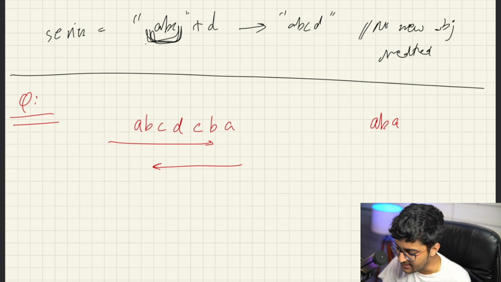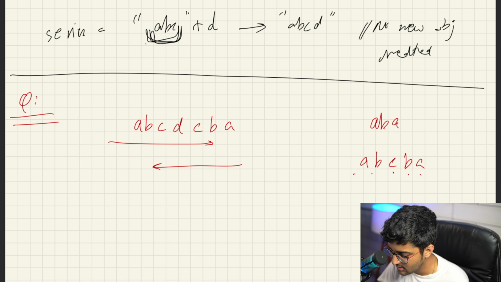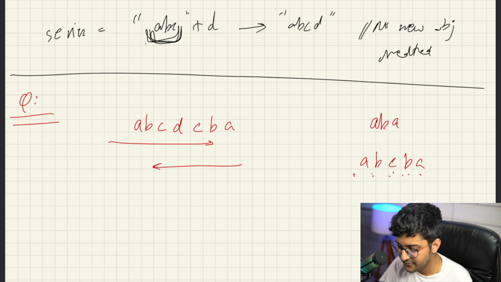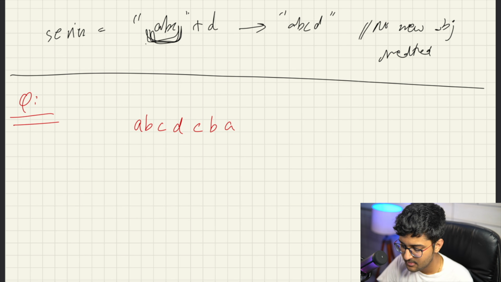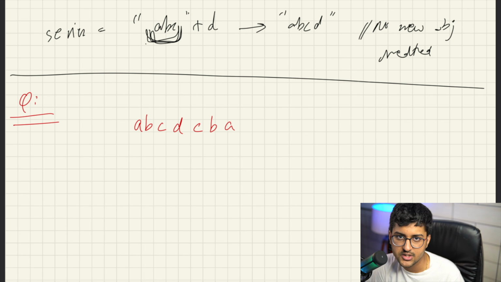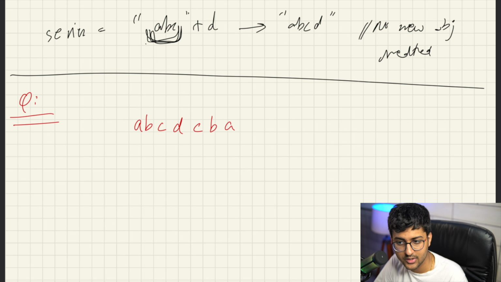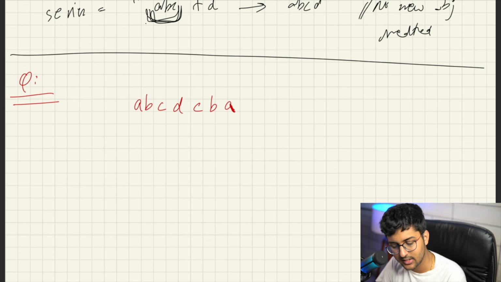Like A, B, A. A, B, C, B, A. We have to check, a string is given, whether it is a palindrome or not. Many ways you can do this. Reverse this string, check whether it is equal to the original string or not. That is one way. Or create a string builder, start adding in reverse order, then if the value is the same, that's your palindrome.